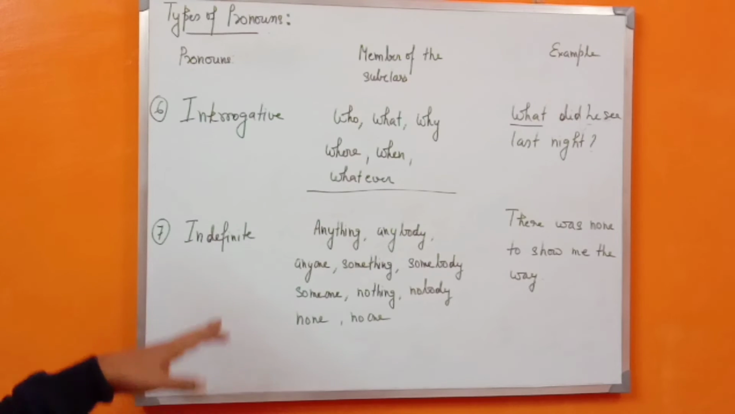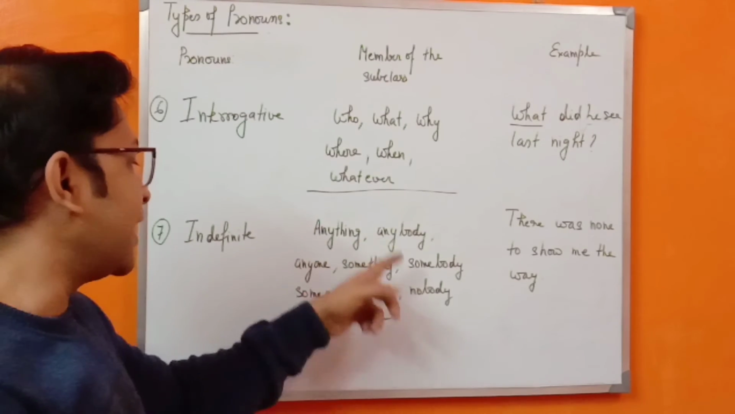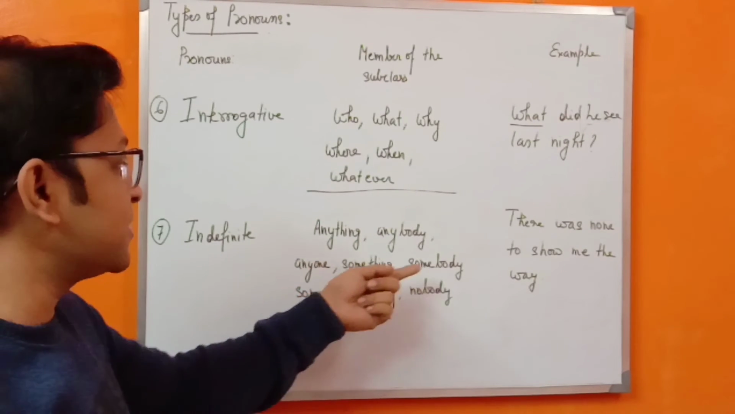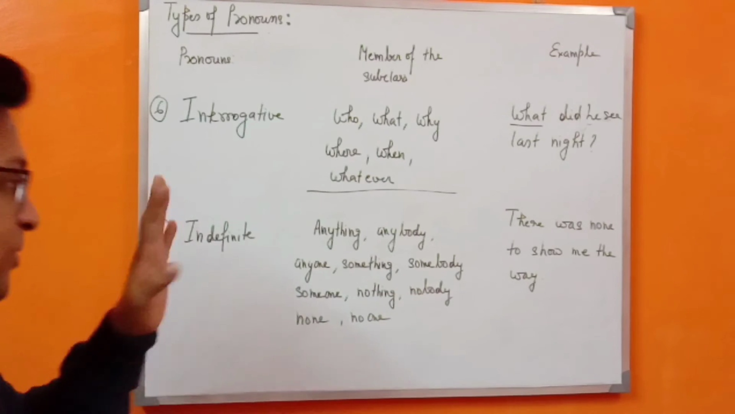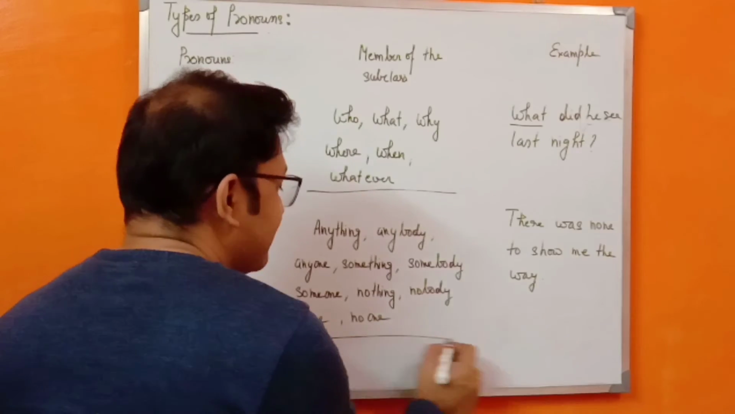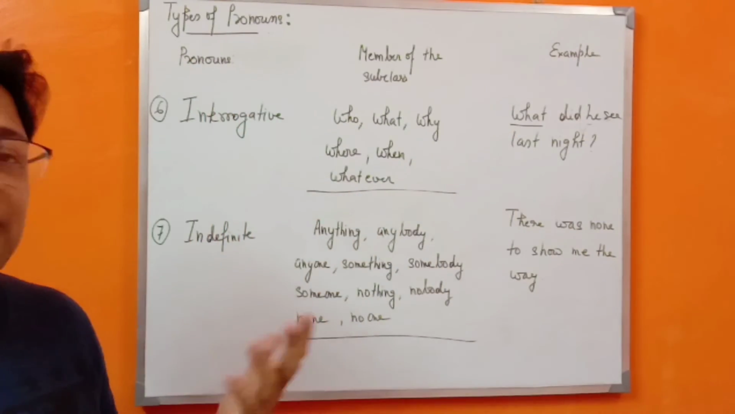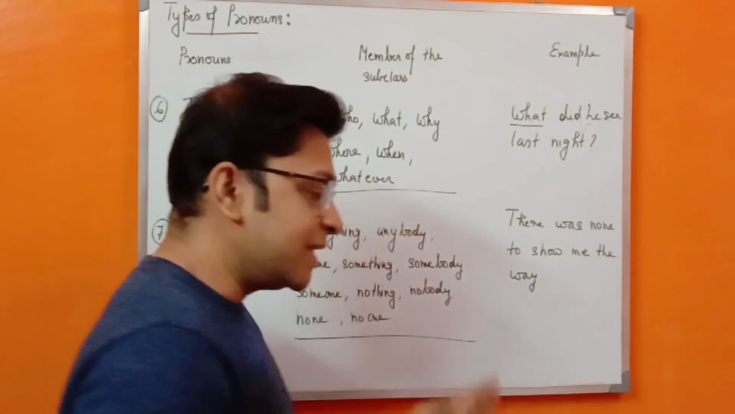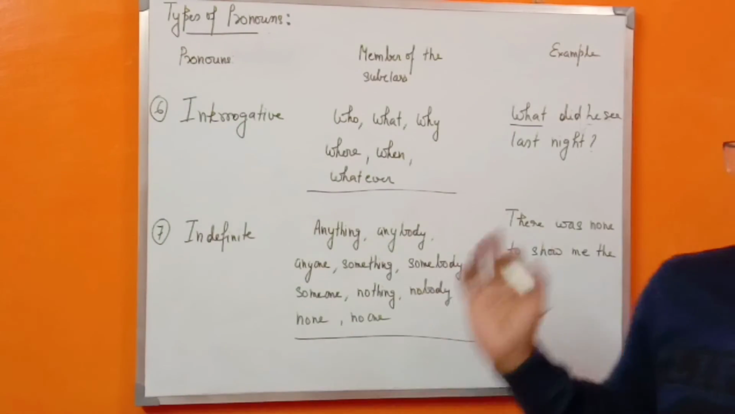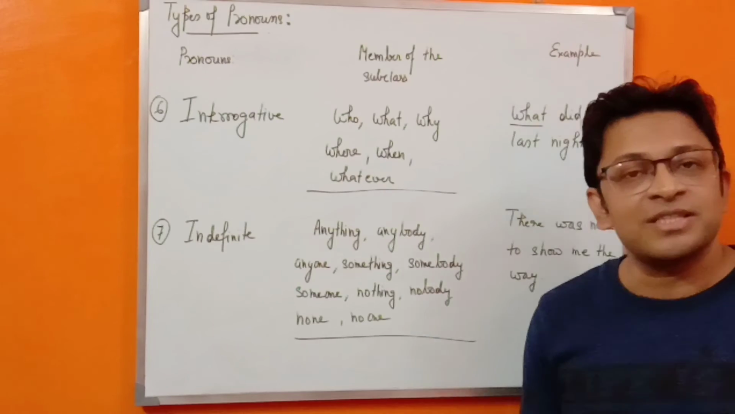Now, number 7, indefinite pronouns. Anything, anybody, anyone, something, somebody, someone, nothing, nobody, none, no one. So these are examples of indefinite pronouns. They are used in an indefinite way. There was none to show me the way. So these are the ways in which they are used in a sentence.